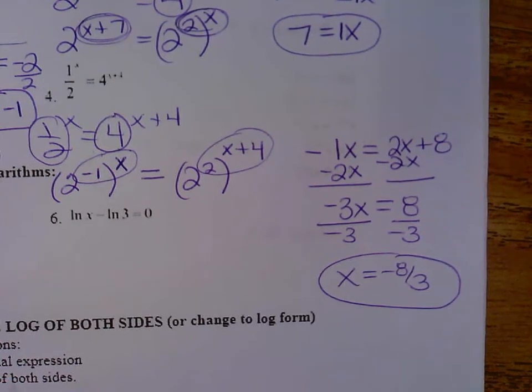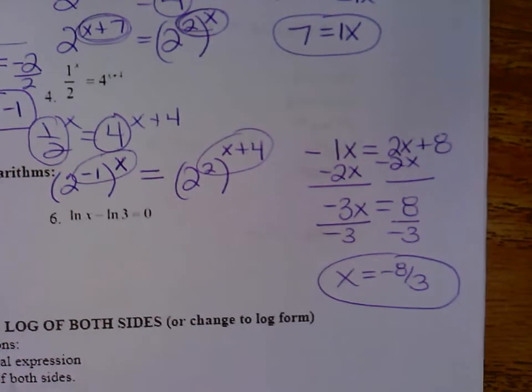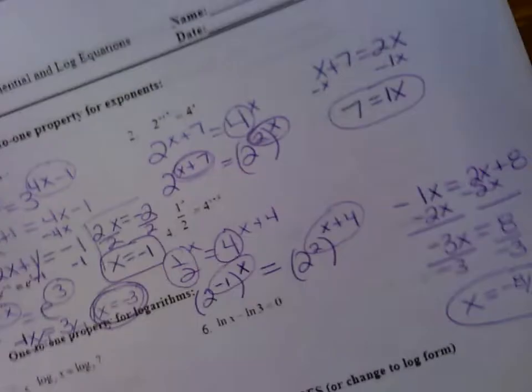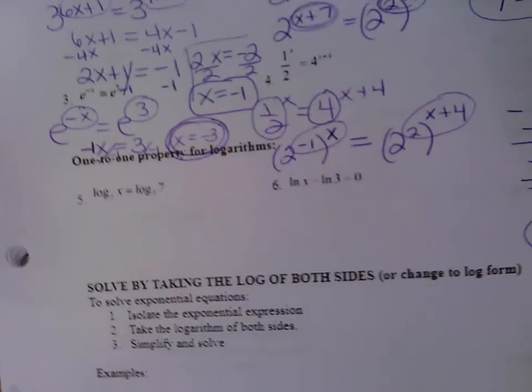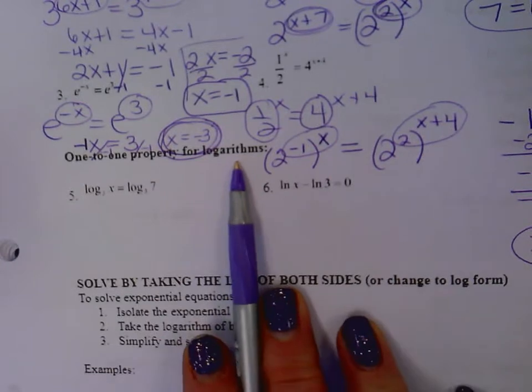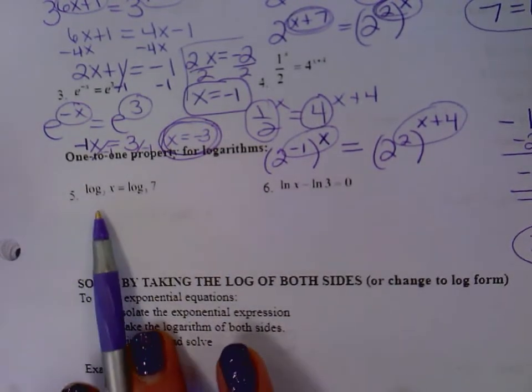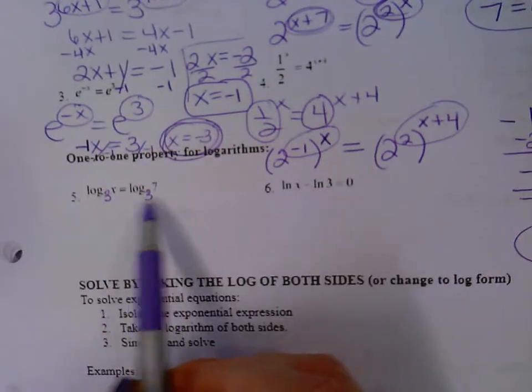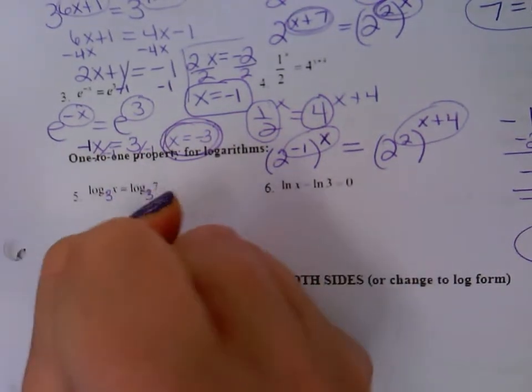So those are a little bit more challenging problems that I didn't test you on last unit. That was just kind of the bonus. So now we're going to be practicing this one-to-one property for exponents so that we can actually do problems like that. All right, there is a one-to-one property for logs. And these bases are both 3 right here, log base 3 of x, log base 3 of 7. What does x have to be to make this true?